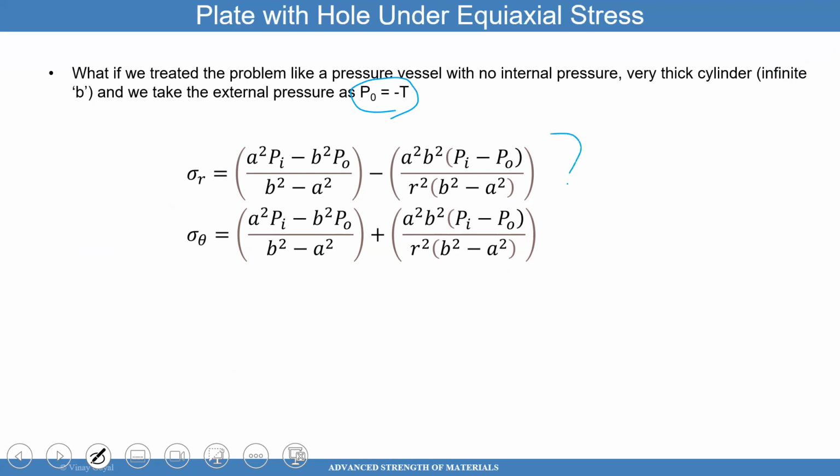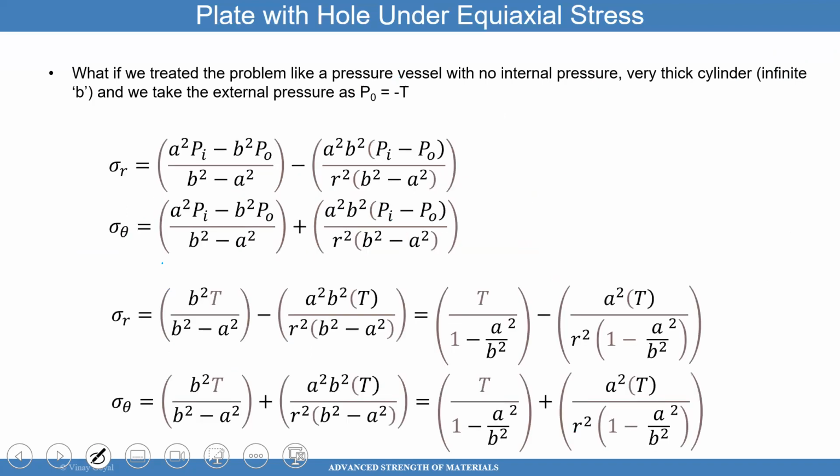And so I'll use this very same equation we have used already in the previous example problems. And I'll rewrite it a little bit differently. What I'm going to do, I'm going to cancel out anything that has PI, because there's no internal pressure. And then I'll plug in P naught equals minus T. And when I do that, I arrive at the expression on the bottom here. And I am doing a little trick here. I'm dividing the numerator and denominator by B squared. And when I do that, I arrive at the expression for radial stress and hoop stress.